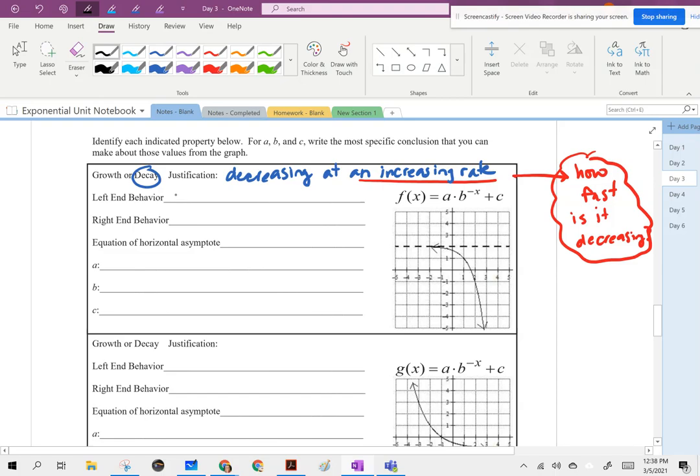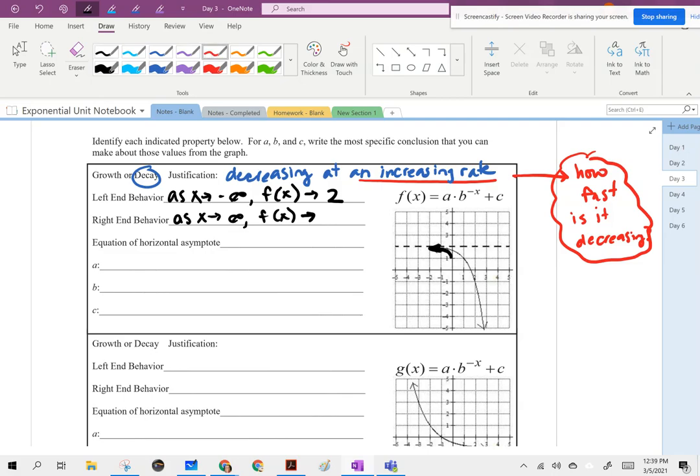Left and right behavior. All of these are going to start out the same. As x approaches negative infinity, f of x, and then the right-hand behavior, as x approaches positive infinity, f of x approaches. So let's take a look at the left. On the left, the y values are approaching 2. And on the right, the y values are approaching negative infinity. So the equation of the horizontal asymptote is y equals 2.